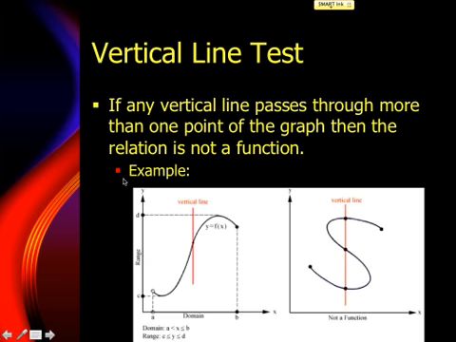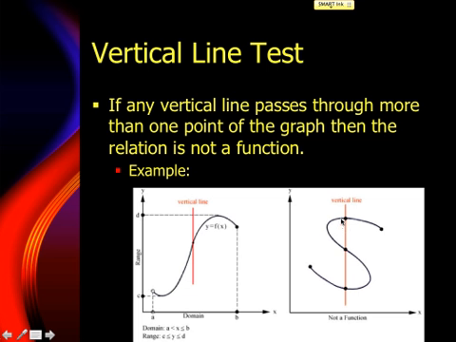Okay, there's another way to tell too. It's called a vertical line test. If any function passes the vertical line test, it would go through more than one point on the graph. So in a vertical line test, if you look at each of these two functions, the one on the left is a function, the one on the right is not.